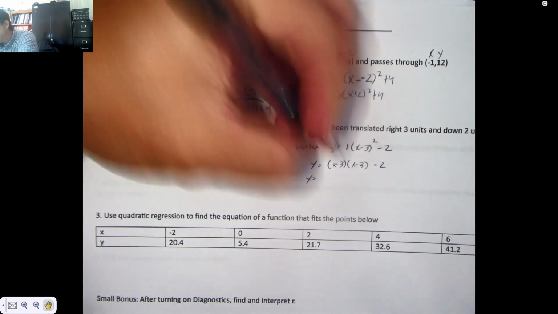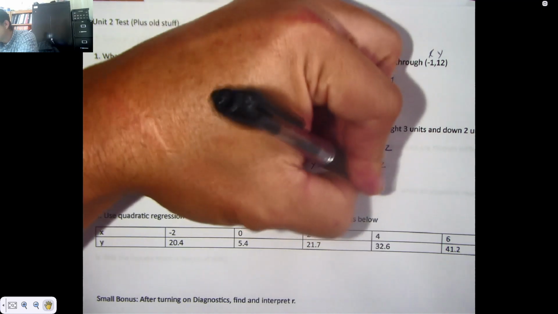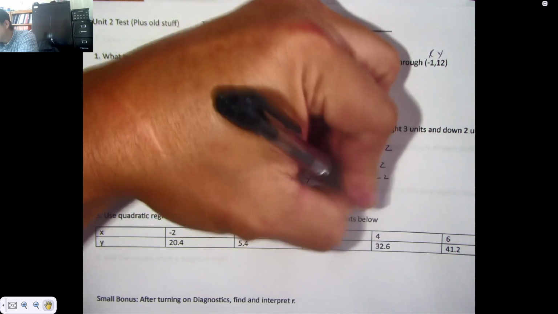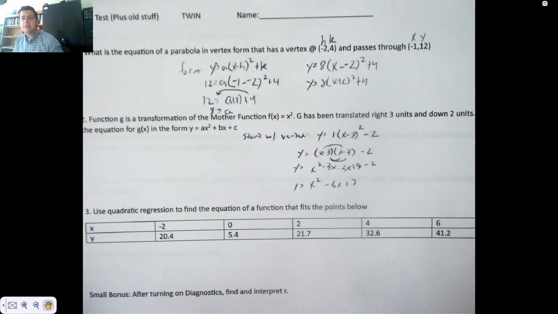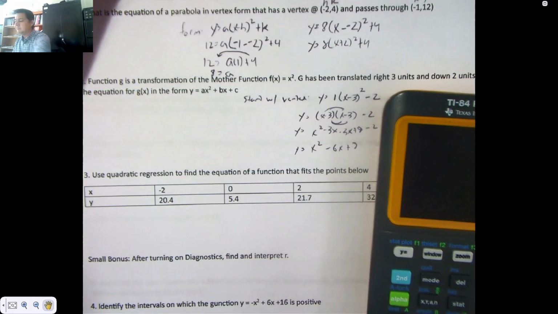We're going to FOIL, or double distributive property. Then we're going to put it all back together. Ta-da!